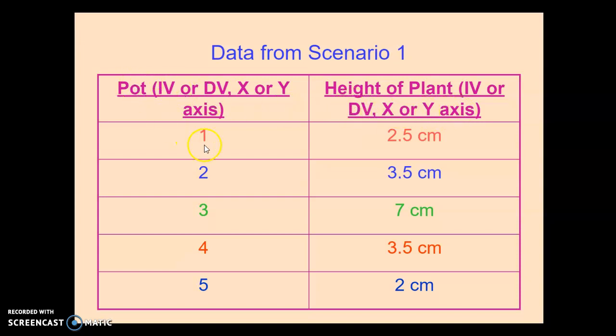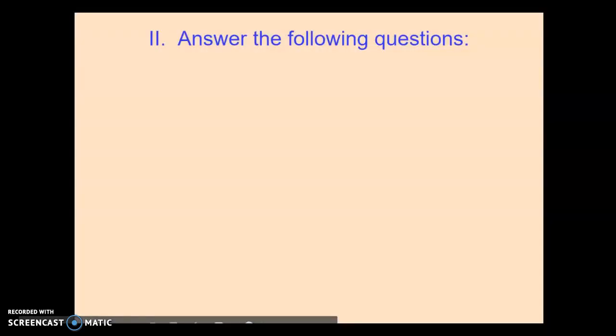So that means that the pots themselves are not the independent variable. It's in the pots that we put the different amounts of water. And that was the one thing that we were going to test. So this is your independent variable, and it's going to be on the x-axis.